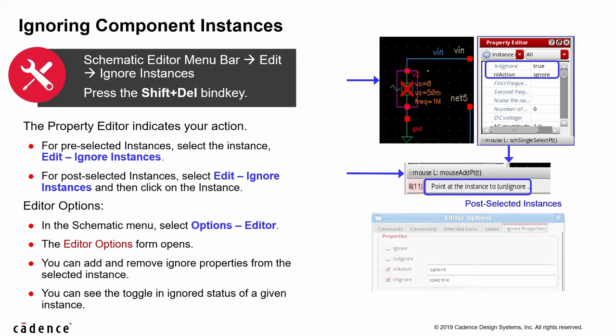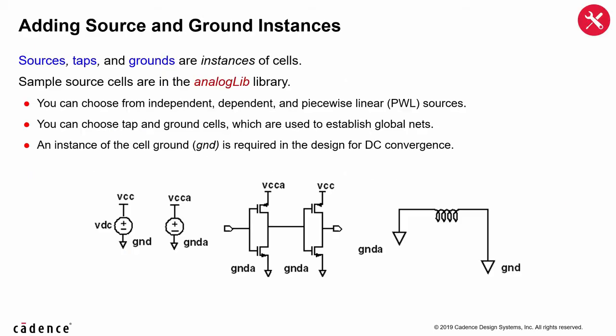You can use the Ignore Properties tab in the Editor Options form to view the registered and enabled Ignore properties. You can select or deselect the checkboxes to enable or disable the Ignore properties for an instance.